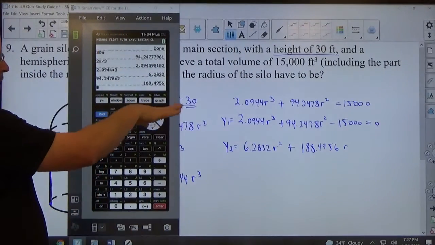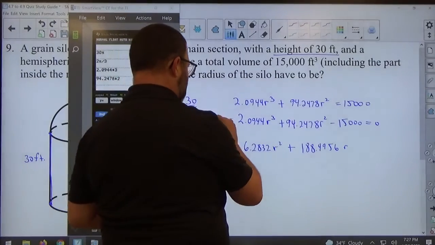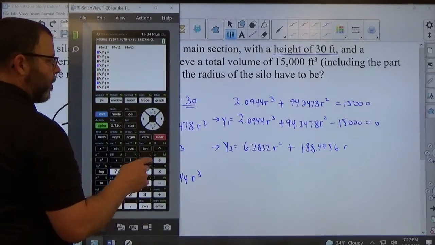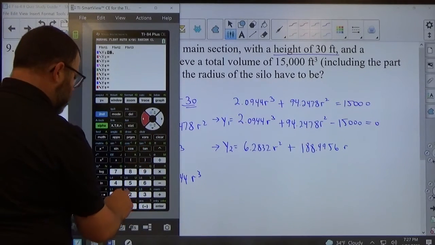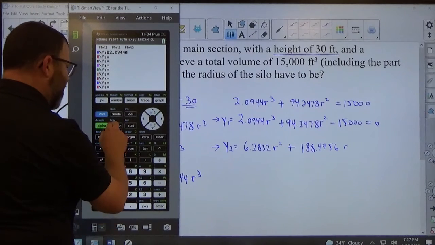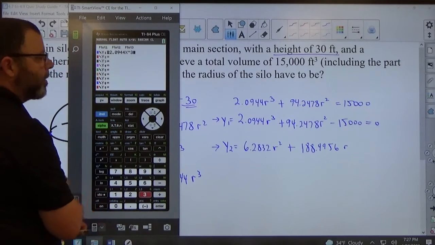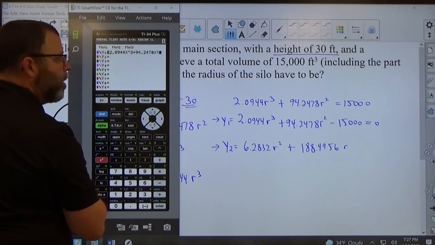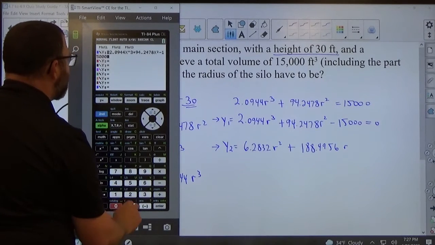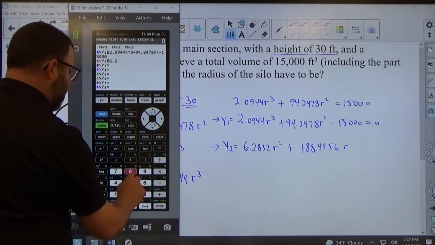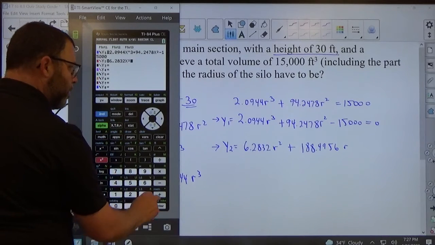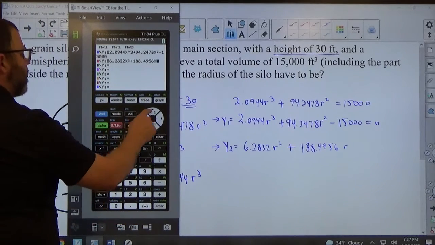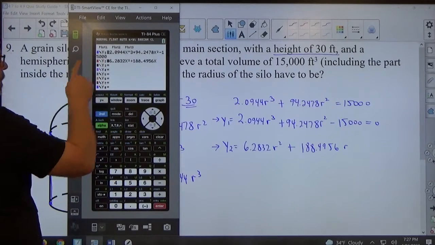So now we have our function, we have our derivative. We're trying to solve this one, so this is why it's y1. The derivative of what we're trying to solve is y2. We go to y equals and clear out what's already there. 2.0944 x to the third. The calculator doesn't understand anything but x. Plus 94.2478 x squared minus 15,000. The derivative is 6.2832 x squared plus 188.4956 x. I'm going to turn off y2 so I can look at y1.